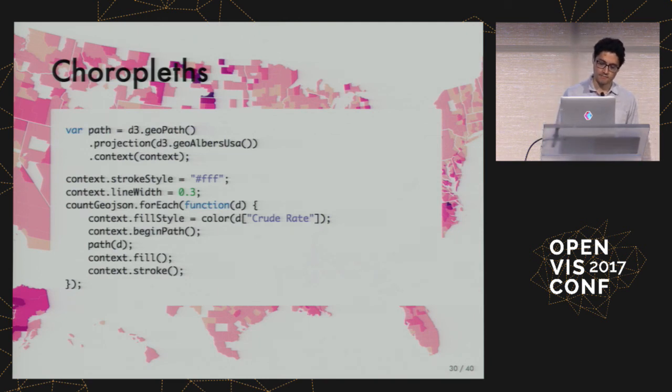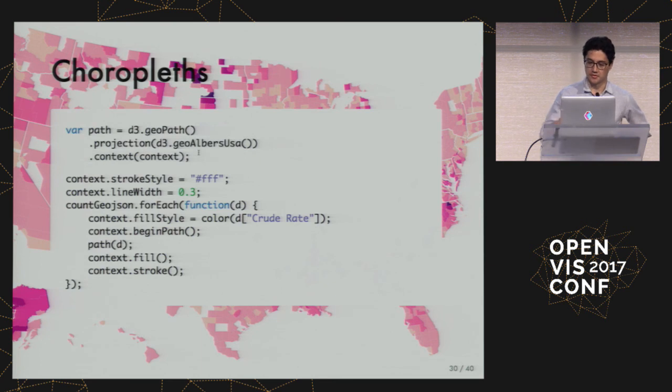Choropleths in D3 with Canvas are actually pretty easy, because GeoPath supports just taking a Canvas context. And if you haven't learned D3, you're going to get lost in terms of the technical examples for the rest of this talk. I apologize about that. You do all the same Canvas stuff, and when you're ready to render a path, you just pass the GeoJSON into the path function, and it will run it. And you get to pick your projection.